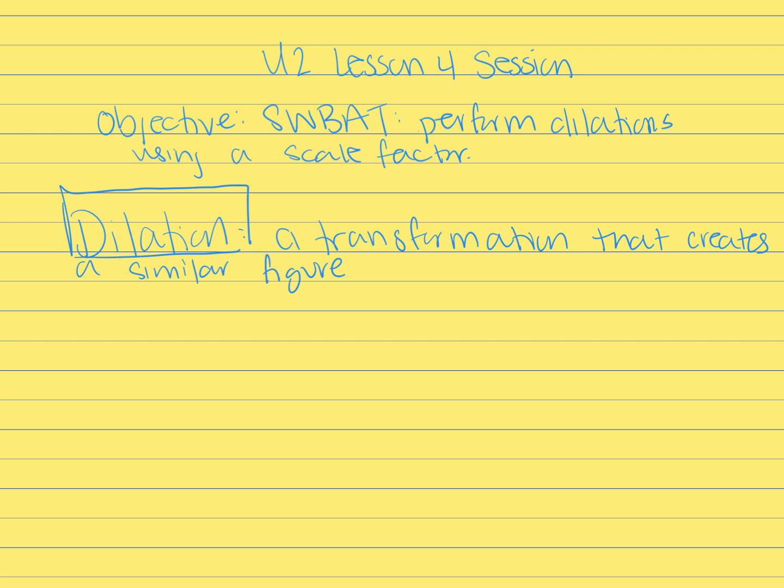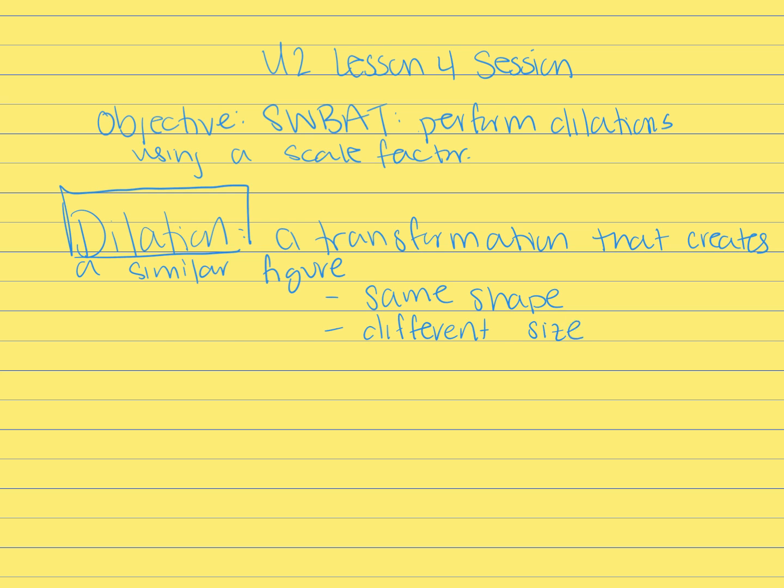Now, it's not a rigid transformation, right? Rigid transformations, you're just moving the shape around. You're rotating, reflecting, or translating. And they create congruent figures, which mean the same size, the same shape. But a dilation is just making a similar figure. So what that means is you're still going to have the same shape, but it's going to be a different size. So dilations make shapes bigger or smaller.